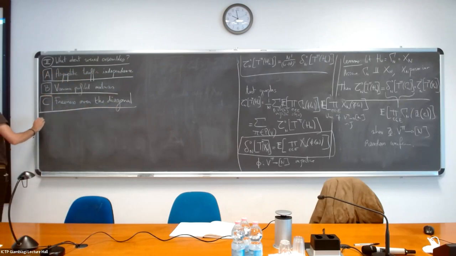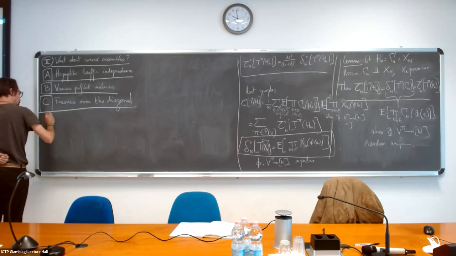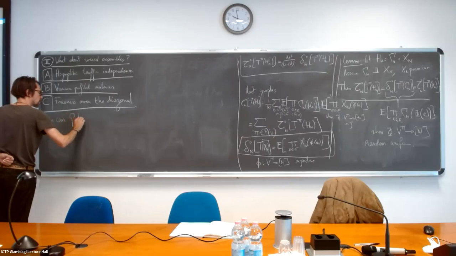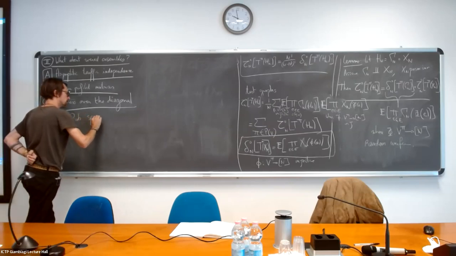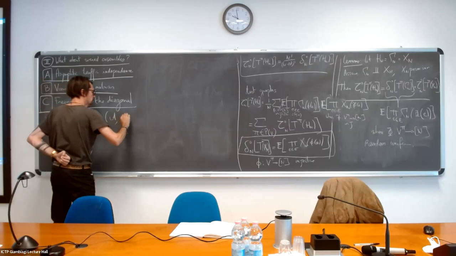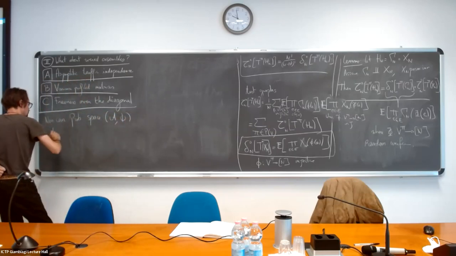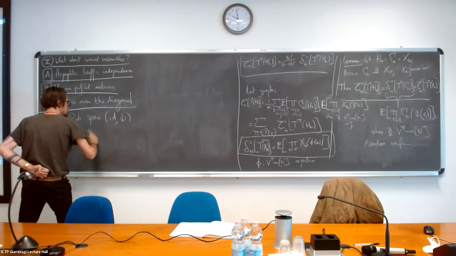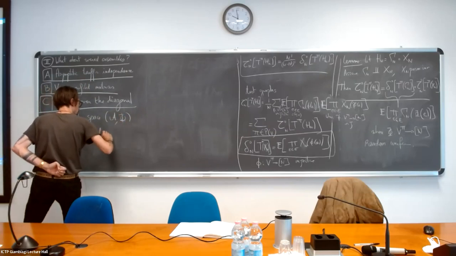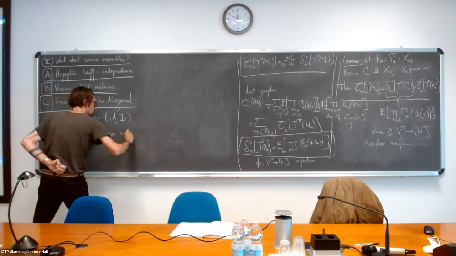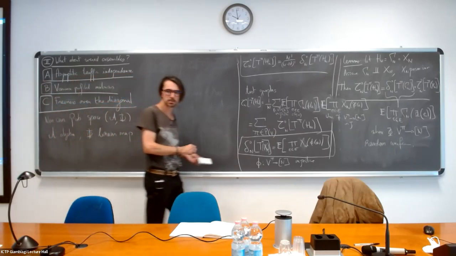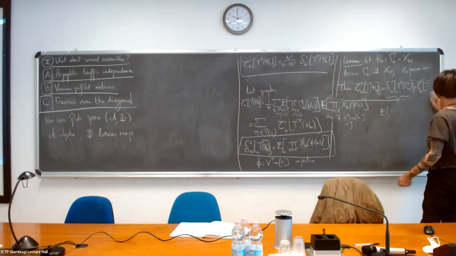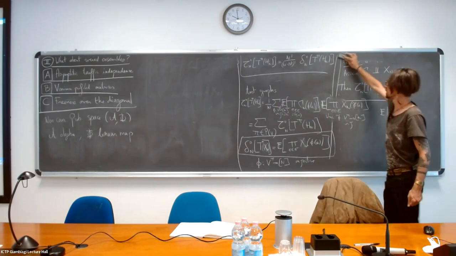OK, so I recall that a non-commutative probability space is the data of a couple (A, phi), where A is an algebra and phi is a linear map, playing the role of the expectation. You should also consider a star if you want to do things properly, but it will not be mandatory for the presentation today.